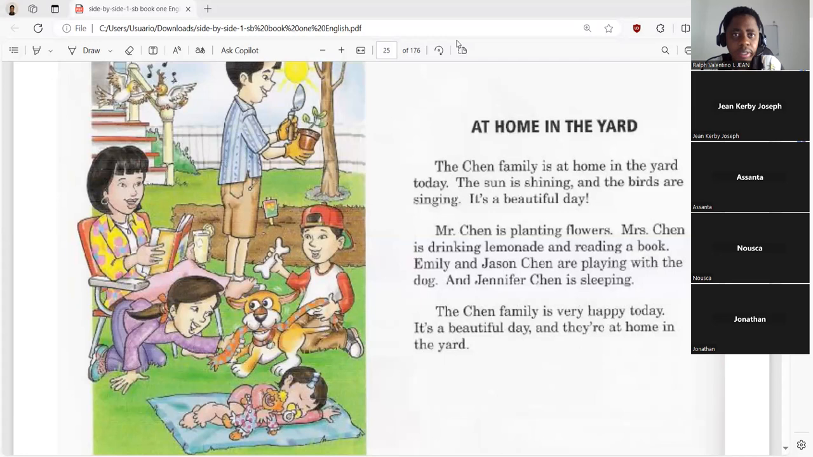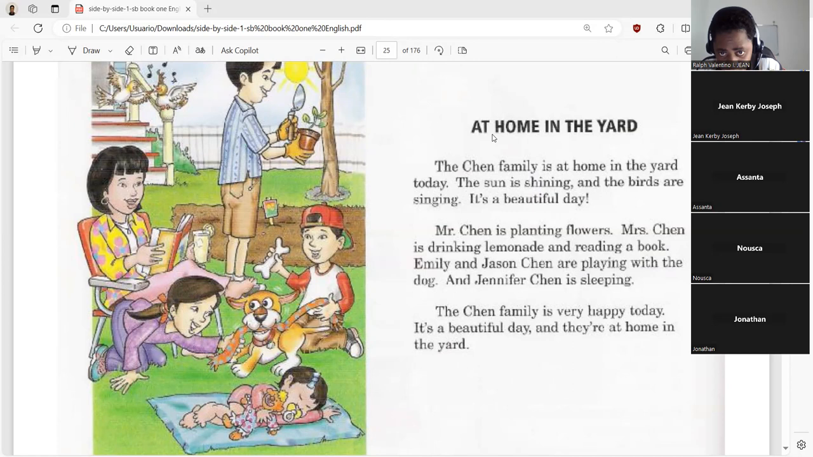Let me take someone else for the second one. Jonathan's wife. Yes. Go ahead. At home in the yard. The Chen family is at home in the yard today. The sun is shining, and the birds are singing. It's a beautiful day.